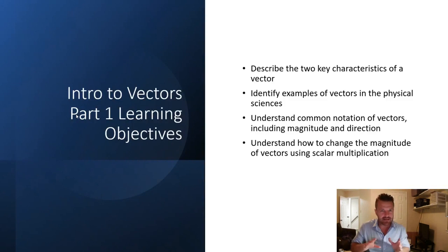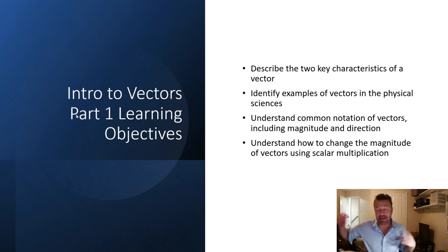In terms of when you get to the end of this video, hopefully you will be able to describe the two key characteristics of a vector. Also, I hope that you'll be able to identify different examples of vectors in the physical sciences. I just gave you one: that concept of measuring how far an individual or a particle or anything moves from one place to another over an interval of time is known as displacement, and we'll talk about some others as well.